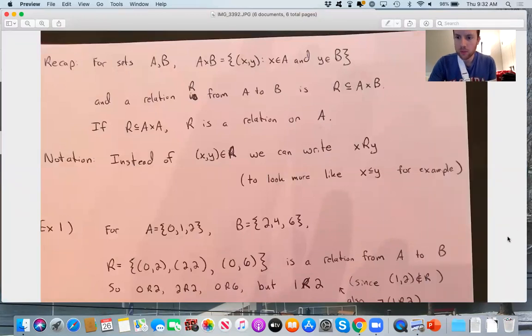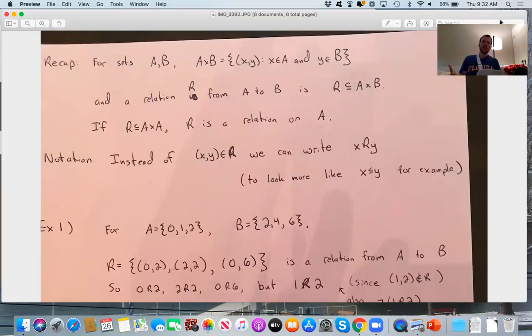As a brief recap of where we were last time, we were introducing some new types of objects. The first was ordered pairs and Cartesian products, which are sets of ordered pairs. For any sets A and B, we can form their product, which is just all ordered pairs where the first coordinate comes from A and the second coordinate comes from B.